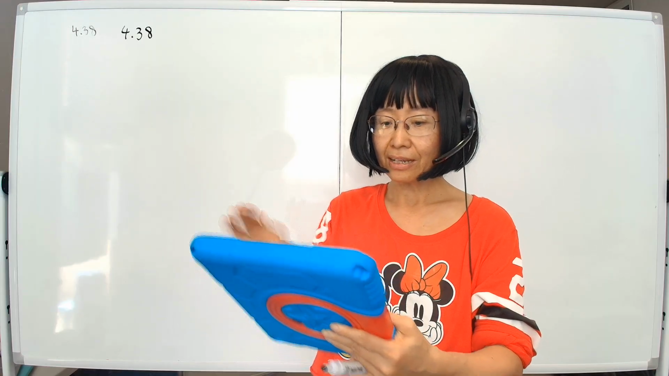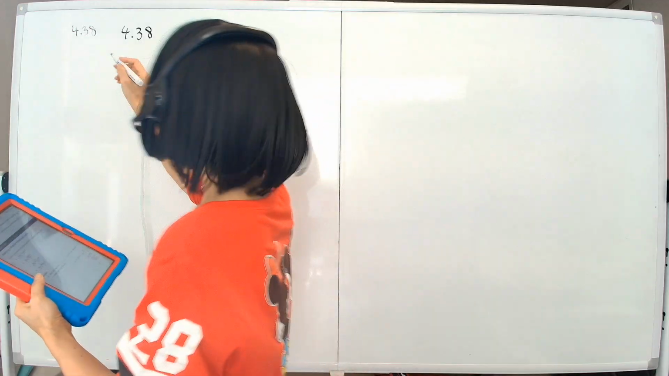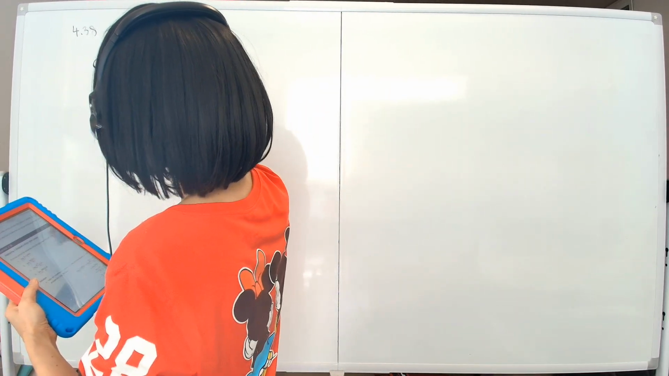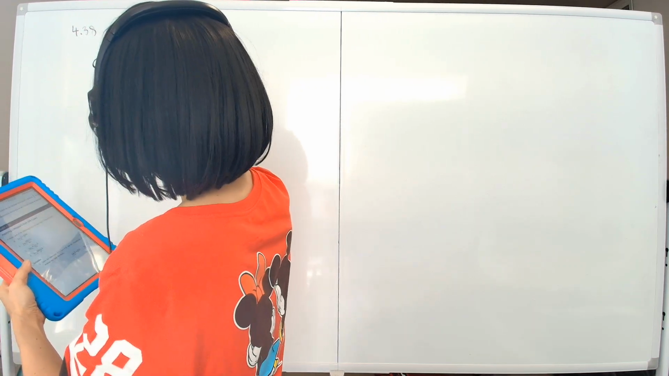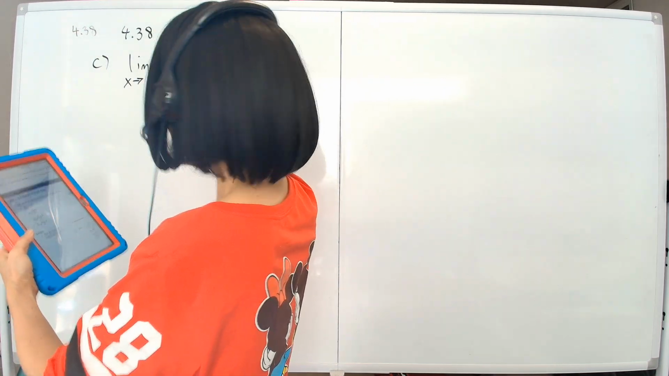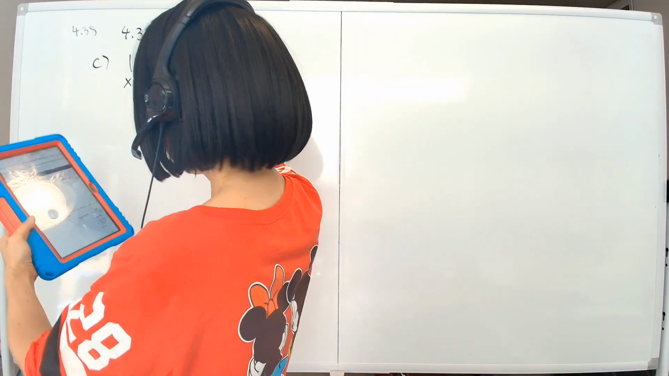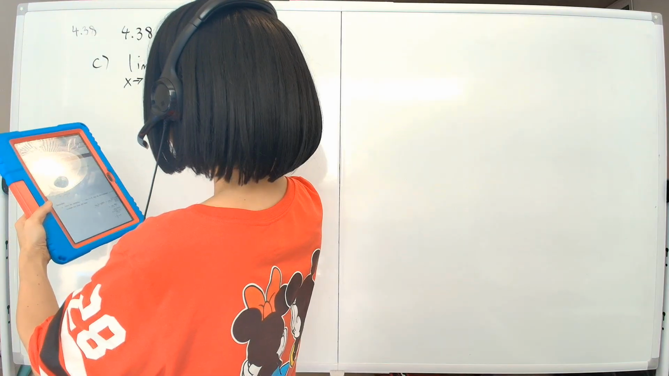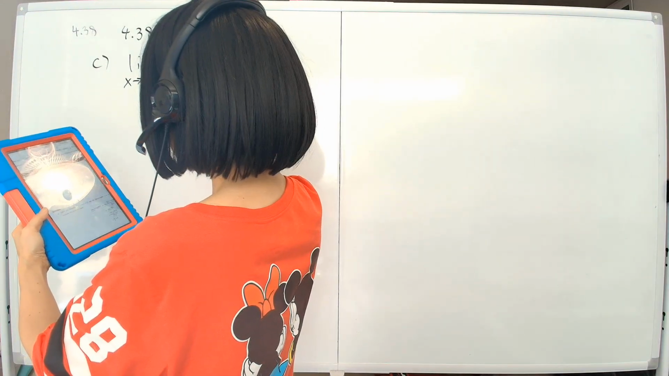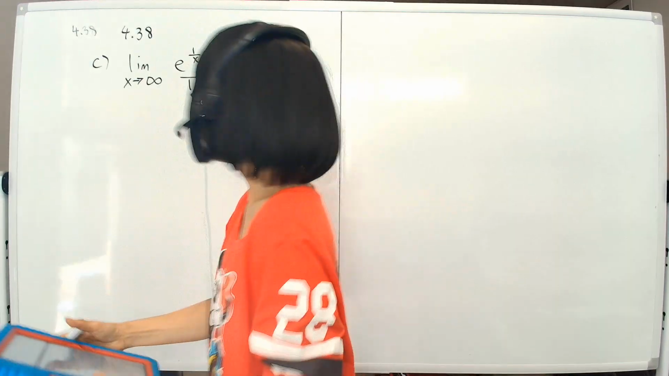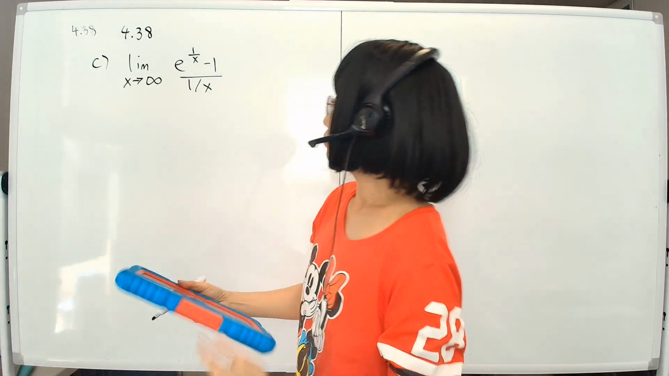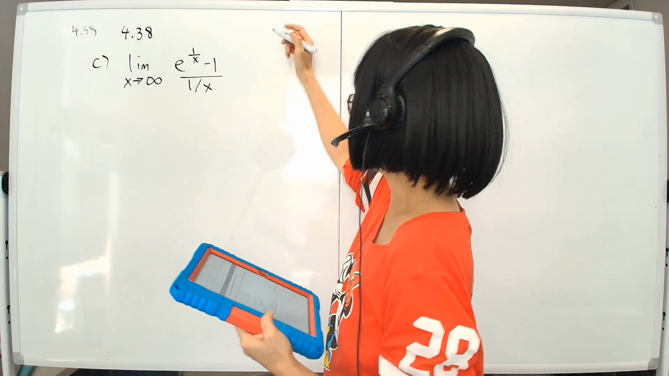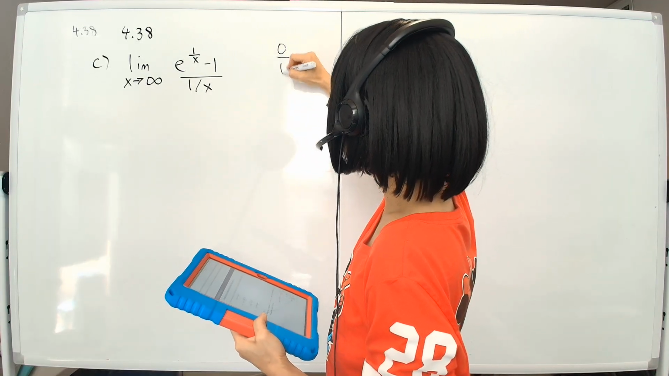Now, part C, which is a cute little problem. So part C, we'll find the limit as x approaches infinity of e to the 1 over x minus 1, over 1 over x. All right. So remember the L'Hopital's rule, we have to have the 0 over 0 requirement. Okay, well, does this suit the 0 over 0 requirement?